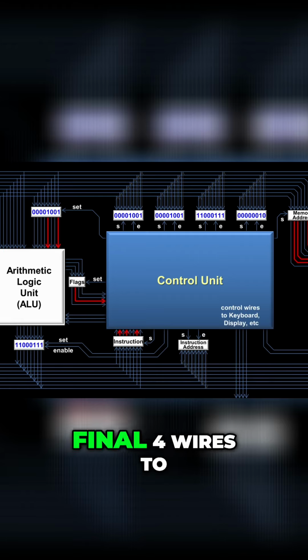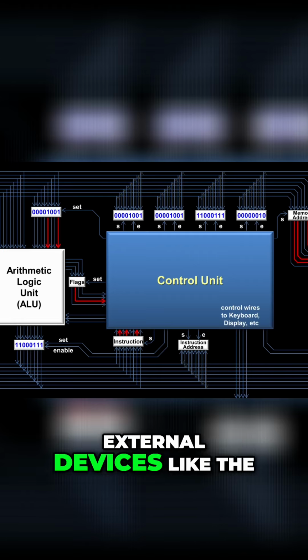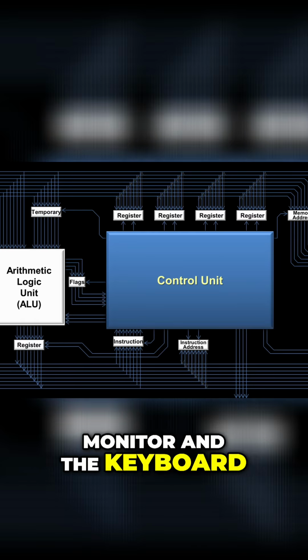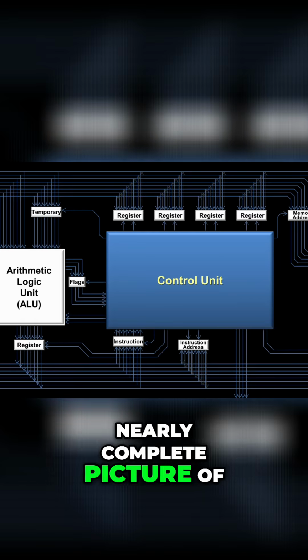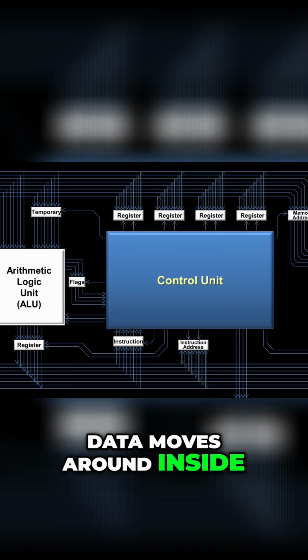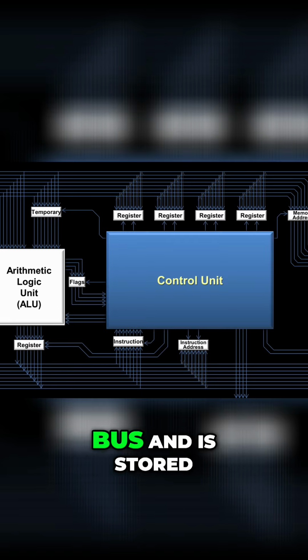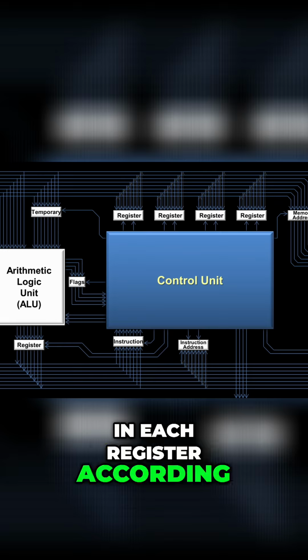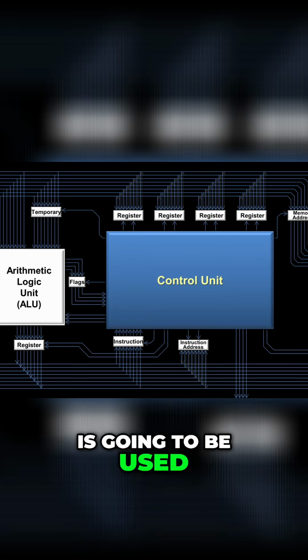So we'll add the final 4 wires to our CPU, which are used to control the external devices like the monitor and the keyboard. We now have a nearly complete picture of what the Scott CPU looks like. Data moves around inside the CPU using the bus and is stored in each register according to how that data is going to be used.